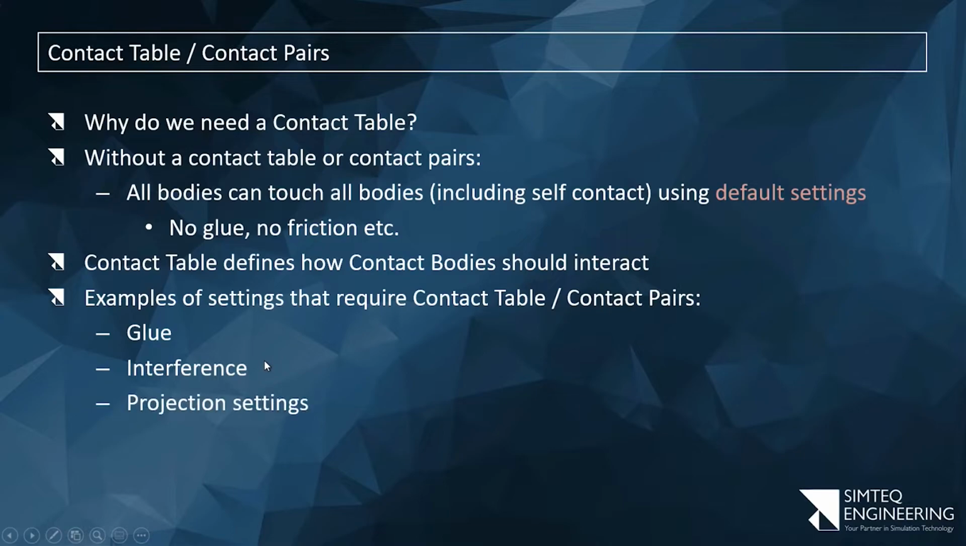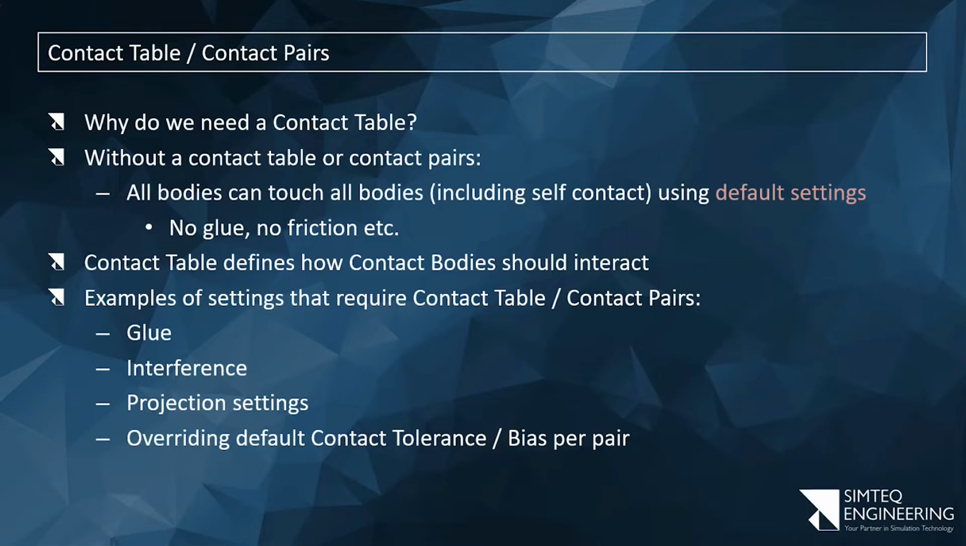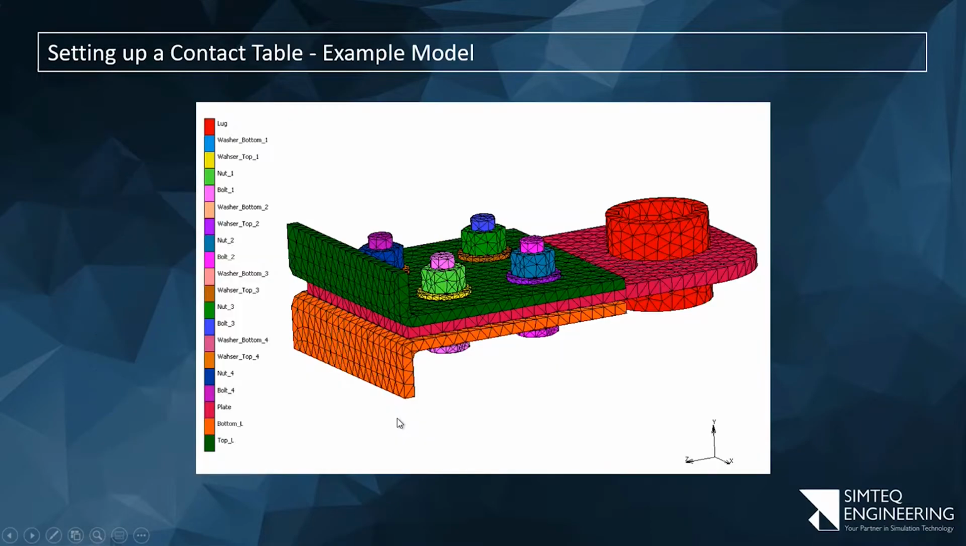Projection settings: what should happen to nodes that penetrate slightly or are close to the surface, should they be projected? How should they be projected? How far should they be projected, and so on. And the same for overriding the default contact tolerance or bias per pair of bodies. So these we can change per contact body pair. If I have 10 contact bodies, but I only want to change it for one pair, I can do this in the contact table. Okay, so let's start with an example.